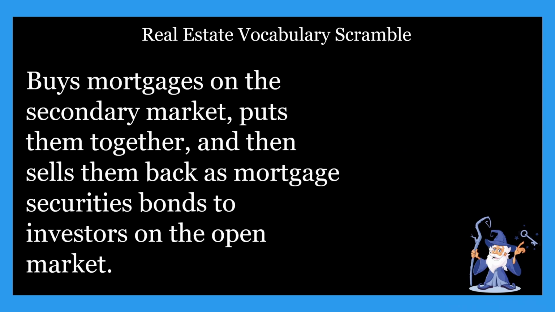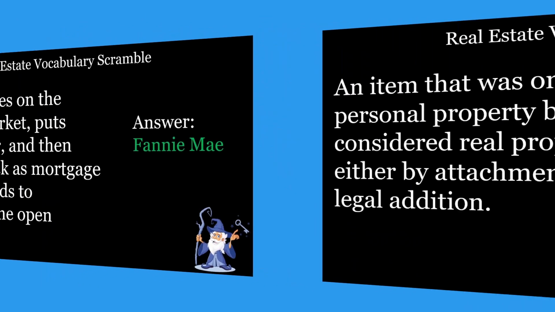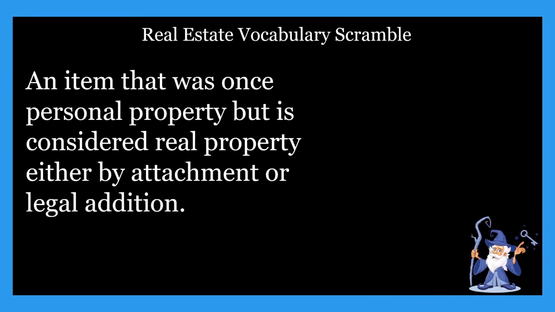And here is the answer. Fannie Mae, the Federal National Mortgage Association, also known as Fannie Mae. Fannie Mae buys mortgages on the secondary market, puts them together, and then sells them back as mortgage security bonds to investors on the open market. All right, next one. An item that was once personal property, but is considered real property either by attachment or legal addition. Think that one over.